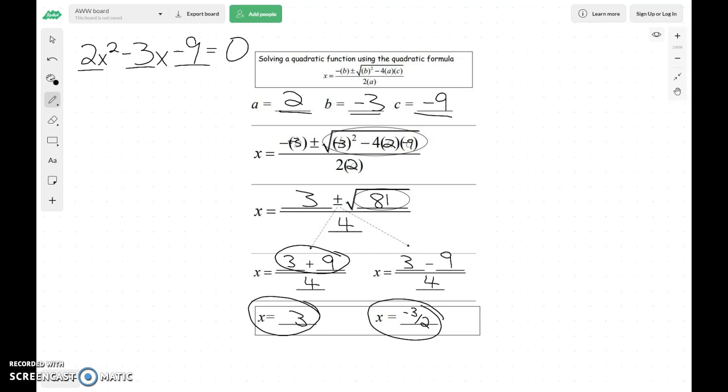So with these questions, we've got our A, B, and C. We substitute them into the equation. We simplify the equation and solve them.